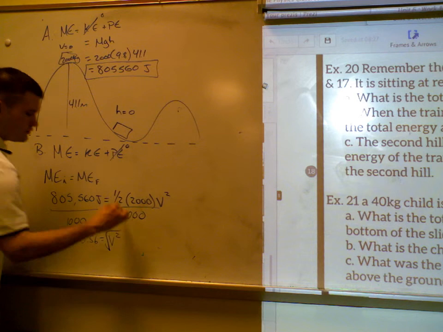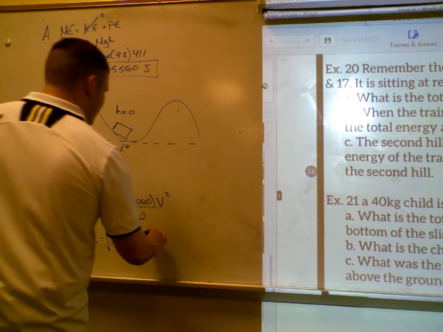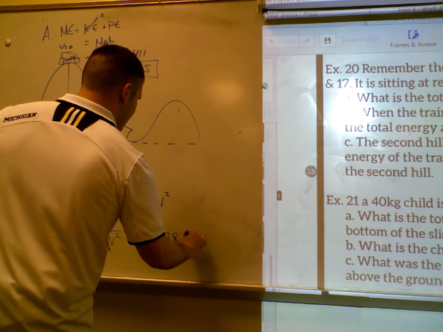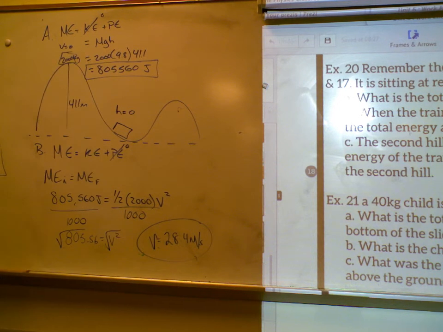Square root. So, take the square root of the 805.56, and what's our velocity? 28.4. Does that make sense? No, why not? Okay. All right. Any questions, guys? Guys, any questions? All right, C.